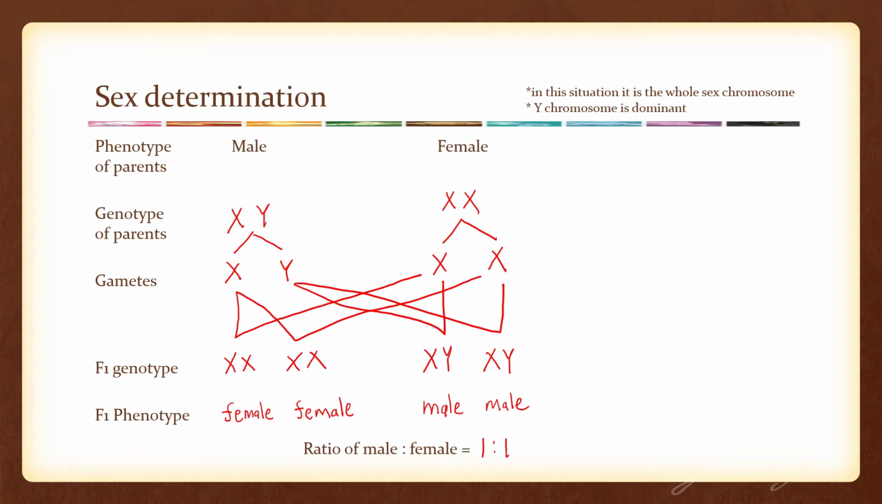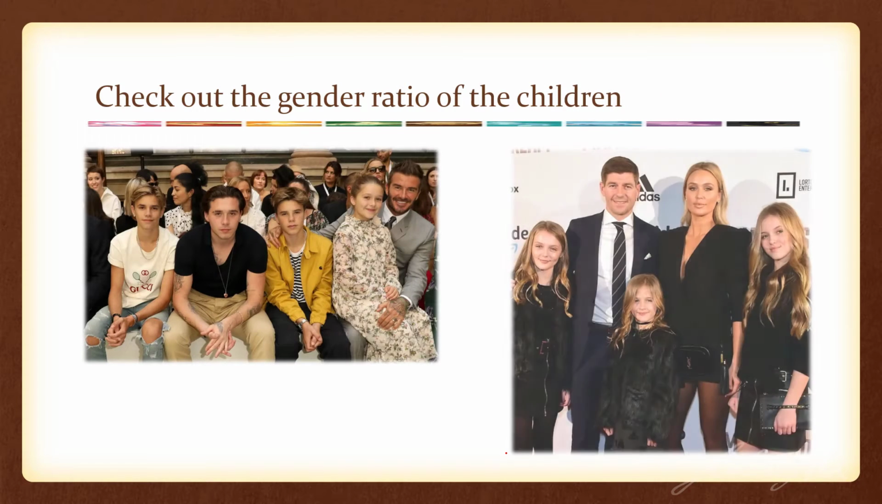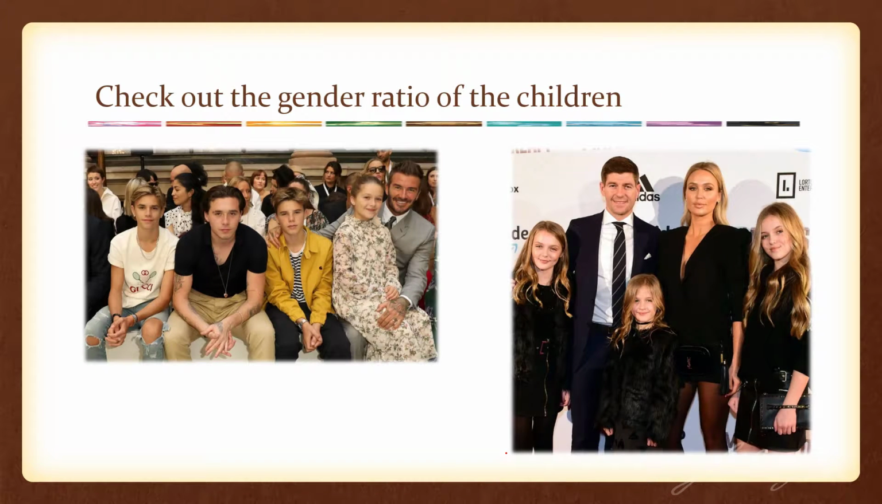So this is the expected ratio of male to female. And most of the time we will think that this is true. But is it? So let us check out the gender ratio of these two families. The first family, there are 3 boys and 1 girl. So the ratio seems to be 3:1. While the second family, the parents actually have 3 daughters. So it's like 0:3. So my question is the ratio really 1:1?